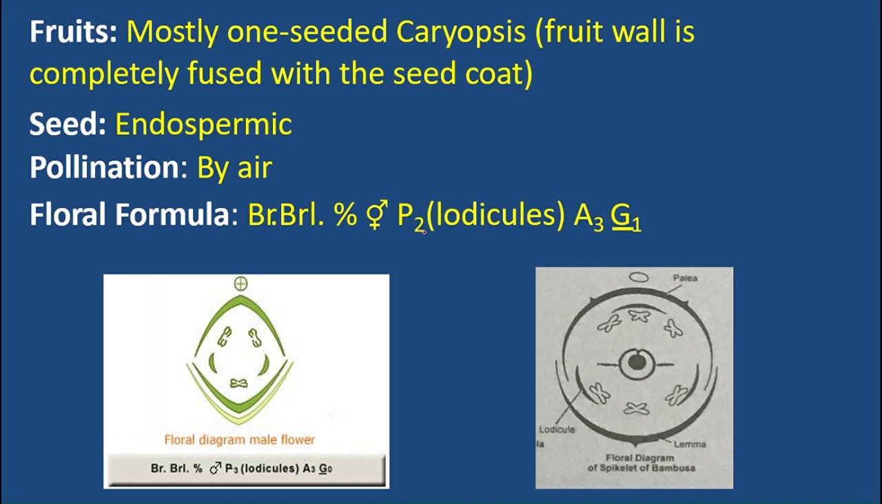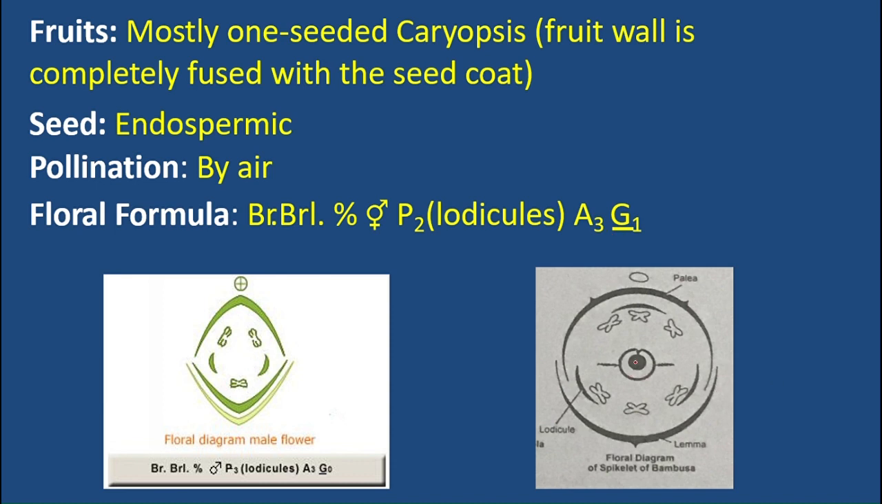Then the outermost whorl of the flower is perianth. See, this one is perianth. Perianth consists of how many tepals? Two tepals. Both are free from one another. Perianth consists of two tepals, which are always called lodicules. Then androecium. See, this one is androecium. Androecium consists of how many stamens? Three. Not united. Then gynoecium.